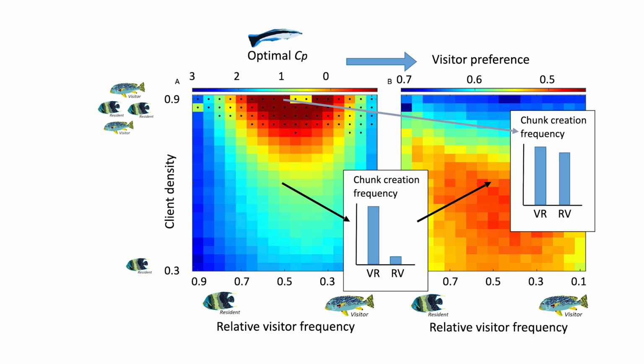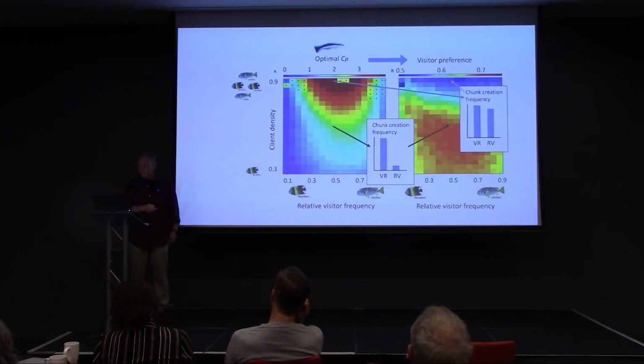But in some other cases, despite using a very high threshold to avoid overchunking, the misleading chunks are still formed at high frequency, and as a result, there will be no preference for the visitor. So there is really a complicated trade-off.